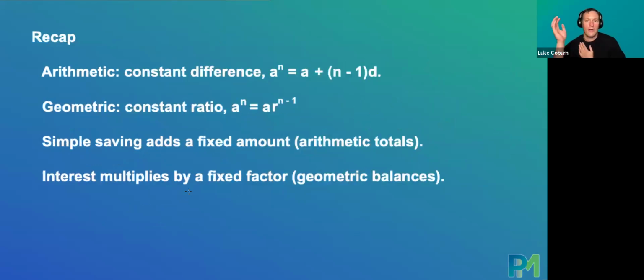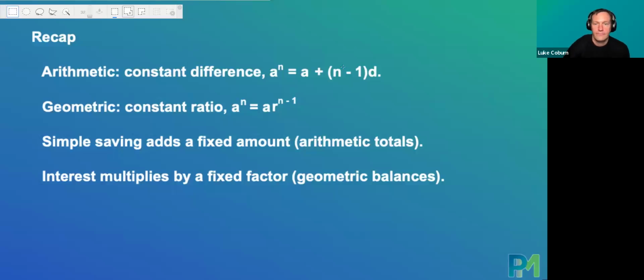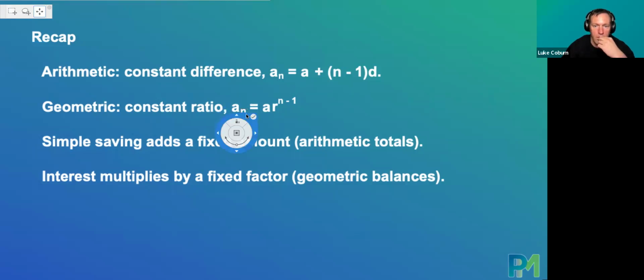So, quick recap. We looked at the arithmetic sequence, which had the constant difference, and this was the formula. We looked at the geometric sequence with a constant ratio. Then we had some examples with saving things and compound interest to give examples of how we could be using arithmetic sequences and geometric sequences.